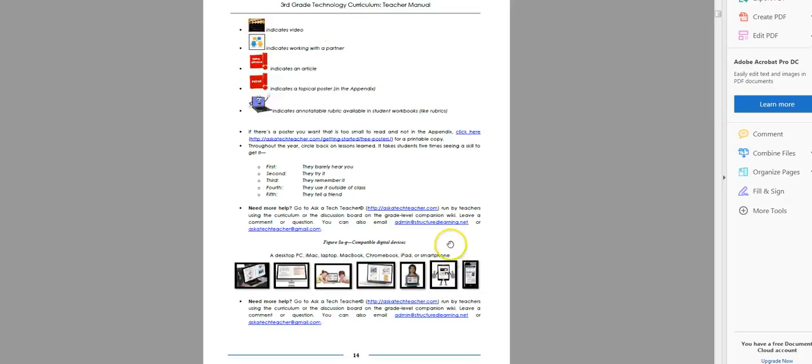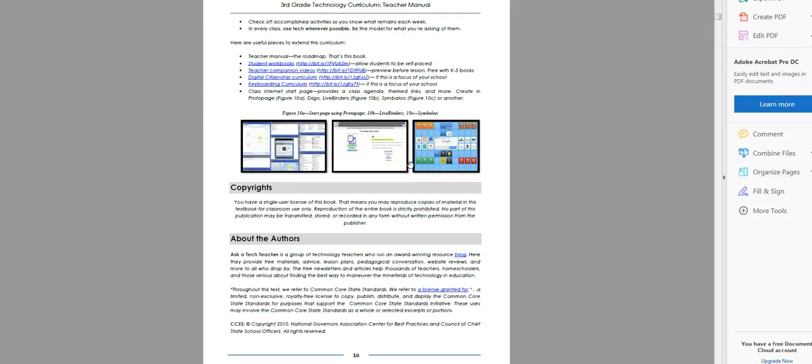The symbols that are included in each lesson: if you see this one, it means there's a video. This one means students are going to work together on something. This tells you there's an article that will give you more depth on a topic in the lesson. These are posters for your classroom. And this tells you that in the student workbook, there's an opportunity for the students to add annotation of some sort, maybe fill out a rubric or an assessment sheet, then share it out with you. But this tells you, look in your student workbook, or if you don't have one, of course you don't.